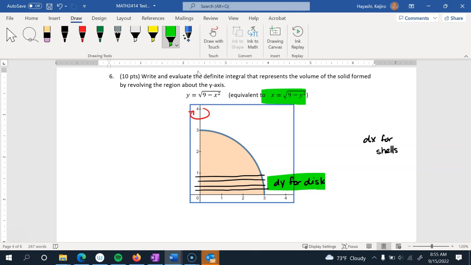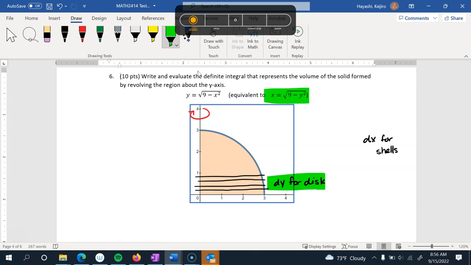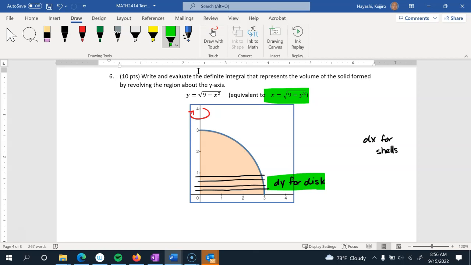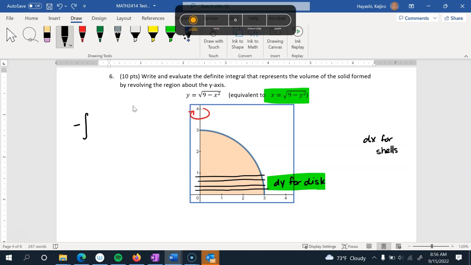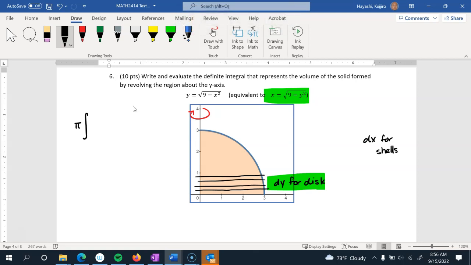Because it's a dy integral, you'll want to use the representation of this curve that goes like x equals, whatever function of y. So the disk method would simply be pi times the integral from y equals, well, y appears to go from 0 up to a maximum y value of 3. So y appears to go from 0 to 3.